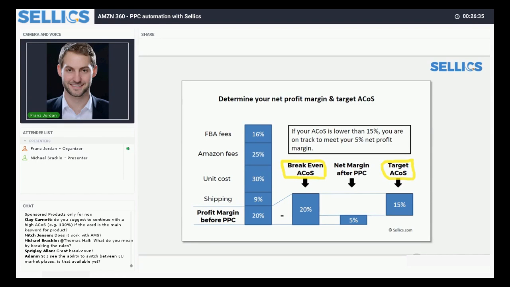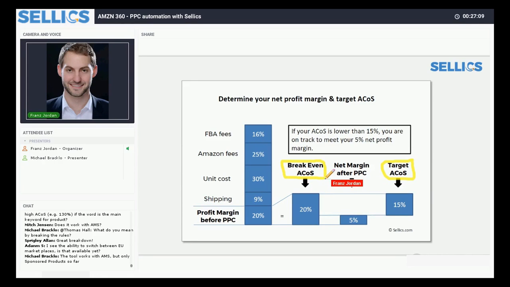The question of what ACOS you actually set in your rules largely depends on those numbers, and it depends on your strategy. Some sellers say, I want to make a profit with my sponsored products campaigns, and I want to make at least a 5% net profit margin after sponsored products. This seller would use the target ACOS of 15%. The rule he would set would be something like, if the ACOS is above 15%, lower the bid by 30%, for instance.